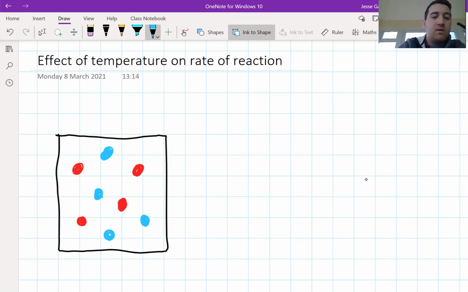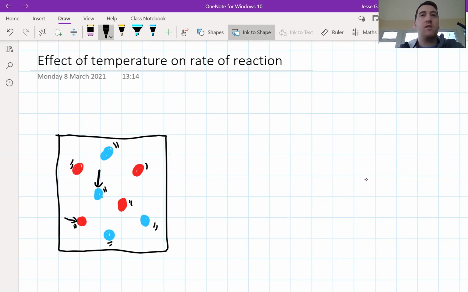So I'm going to show this using these motion lines. So these motion lines show me that they are vibrating and they are moving in random directions. That's what particles do. These arrows are going to show the direction that they are moving. So this one here, this blue one, is moving from up to down, and this red particle here is moving from left to right.